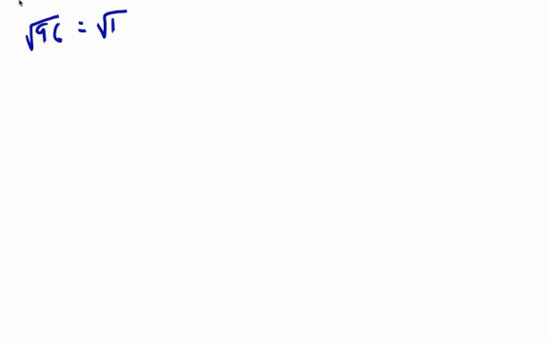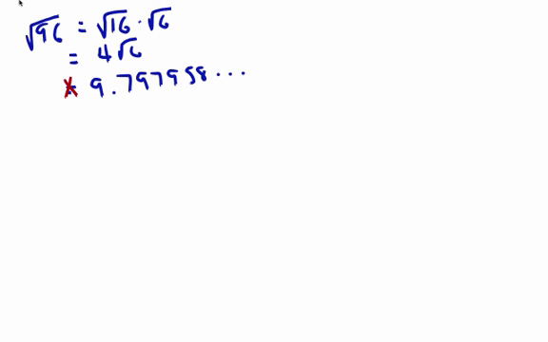So I can rewrite the square root of 96 as the square root of 16 times the square root of 6, which just equals 4 root 6. Now that's a perfect answer, and that's the kind of solution we'll be looking for in this class. We don't want to see that it's equal to 9.797958... no matter how many decimal places you carried out. The square root of 96 in an exact answer is 4 times the square root of 6.